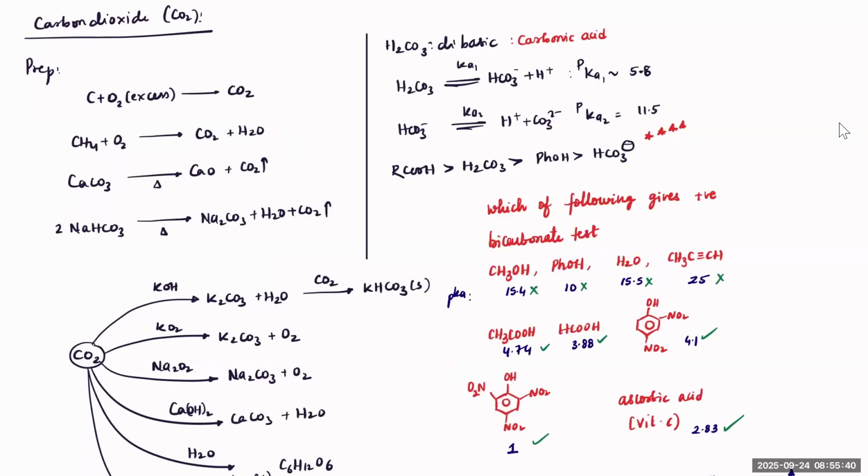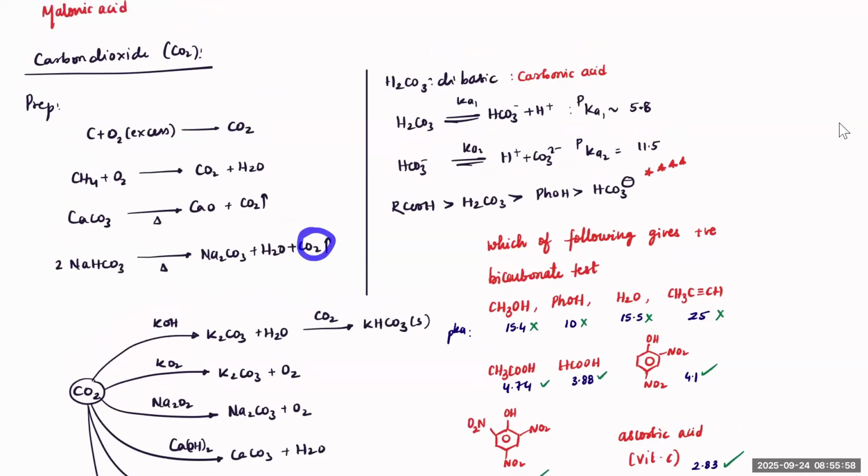Next, carbon dioxide. Carbon plus O2 will give you carbon dioxide. Any oxidation reactions will give carbon dioxide. Calcium carbonate on heating will give carbon dioxide. Sodium bicarbonate will give you Na2CO3, H2O, and CO2, carbon dioxide, on heating.